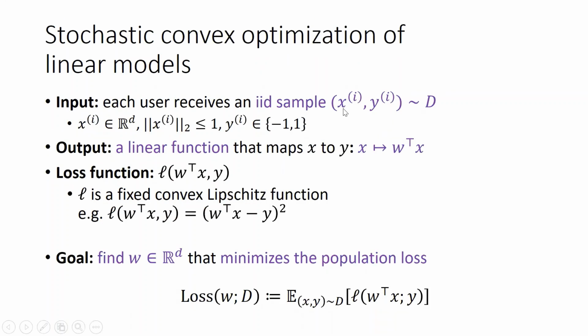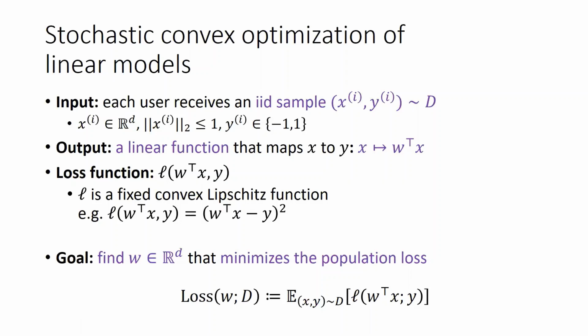Okay, so let's start by discussing stochastic convex optimization of linear models. Here each user receives an IID sample from a distribution D over pairs (X, Y), where X is a d-dimensional real vector, Y is a real number, and the goal of the algorithm is to learn a function that maps X to Y. We think of each linear function as an inner product of X with some vector W, and the goal is to learn W.